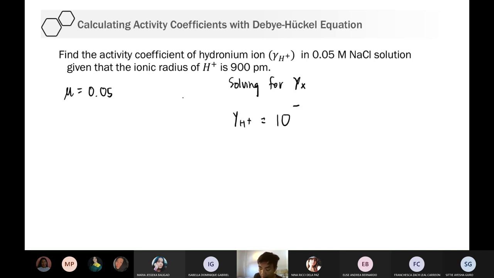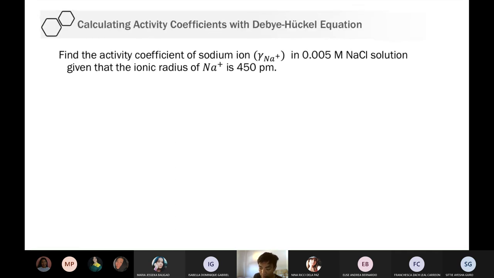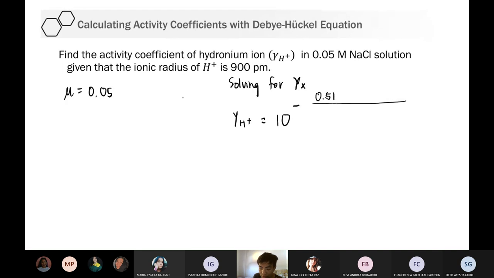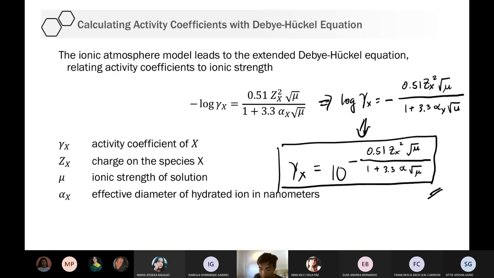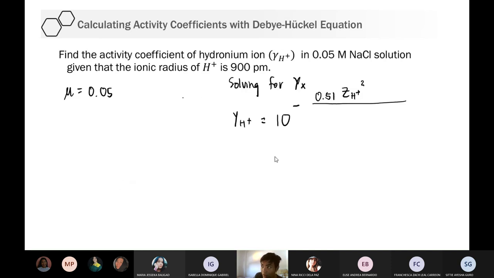So that will be 10 raised to negative, ano yung number doon? 0.51 z squared ng x, no? Ang species na gusto natin ay yung hydronium ion. So that will be Z of H plus squared. Yung charge ng hydronium ion. So lahat ng X dito, papalitan mo ng H plus. Square root of mu all divided by 1 plus 3.3 alpha ng hydronium ion. Yung size ng hydronium ion. Square root of mu.